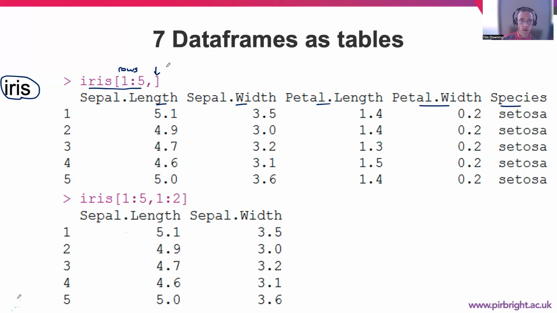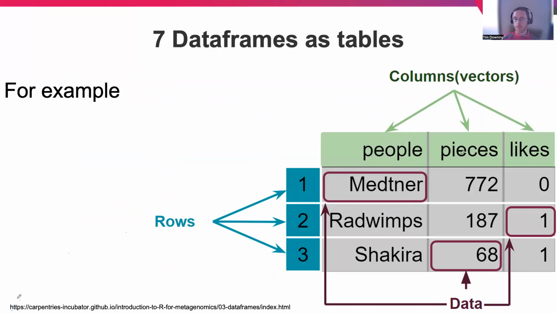You can see here that if we look at the columns, we're selecting columns 1 and 2 here. We can select those individually here. And in the same way, we can identify individual cells if you want. So think of it this way. We have our columns here, like people, pieces, and likes. And they've got the rows here recorded as 1, 2, 3. And these entries are our data.